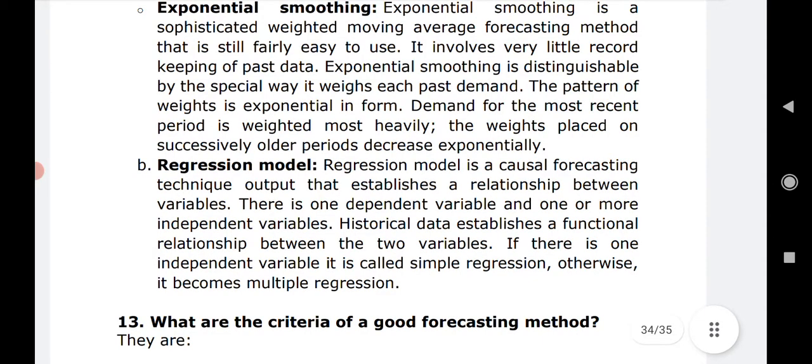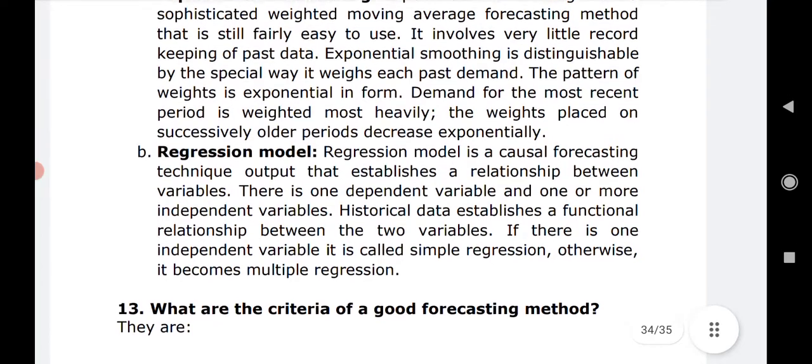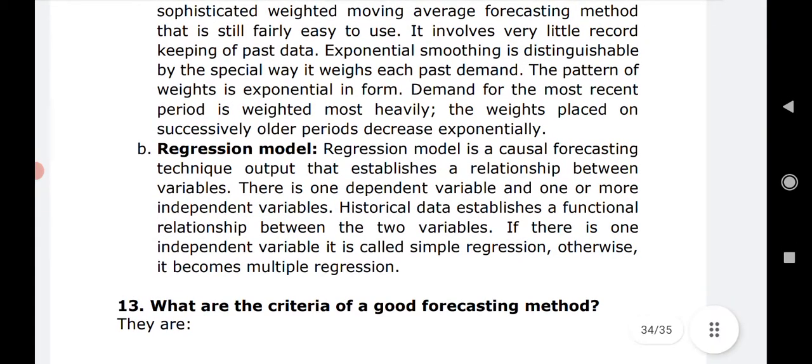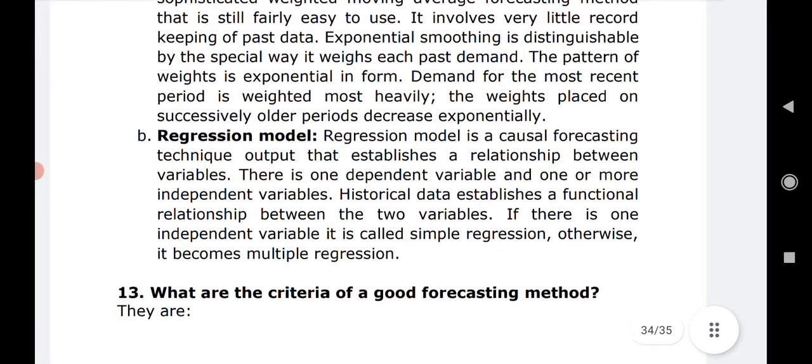That means whatever is asked in the recent period is given the highest weight, and the weights placed on the successive older periods go on decreasing, right? So that is what is known as exponential smoothing. Next up is the regression model.